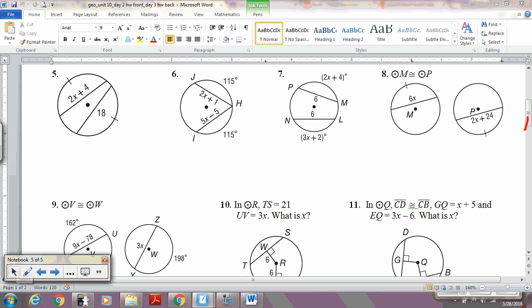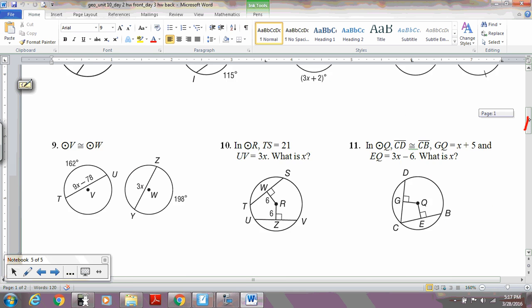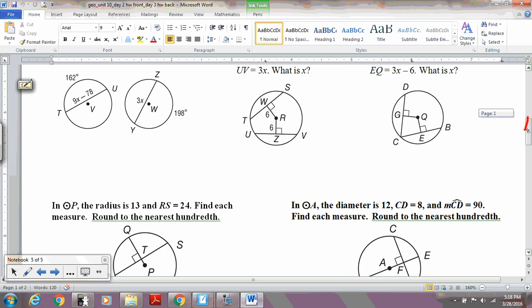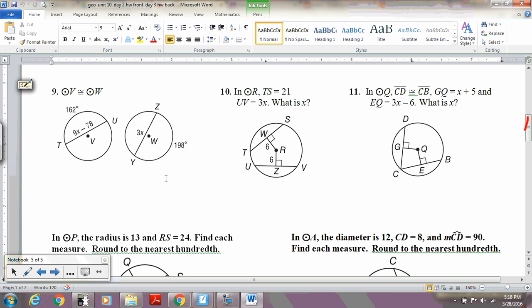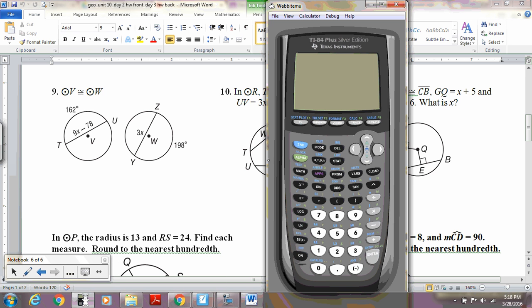On number 9, it is still using the same theorem, theorem 10.2, except you see it on two different circles, but that's okay because 10.2 does work on two different circles. Also, it shows you 162 degrees and then 198 degrees on a different circle, but you have to ask yourself, does the other piece of the circle equal that amount? We'll simply subtract 162 from 360 and see what you get.